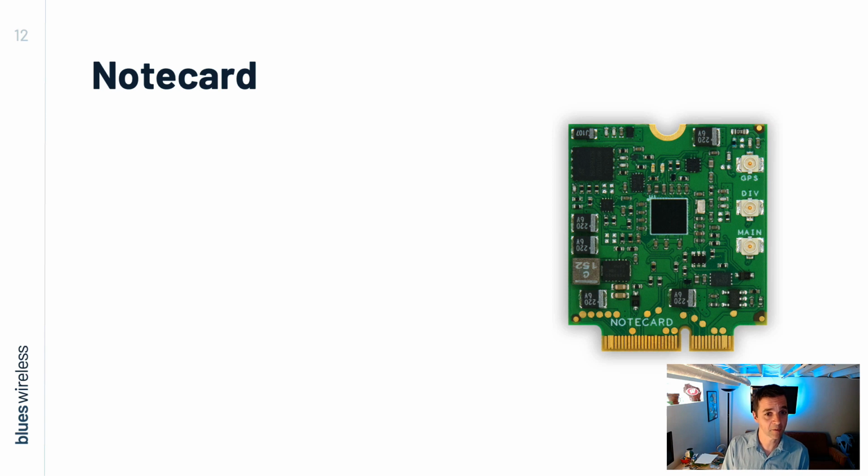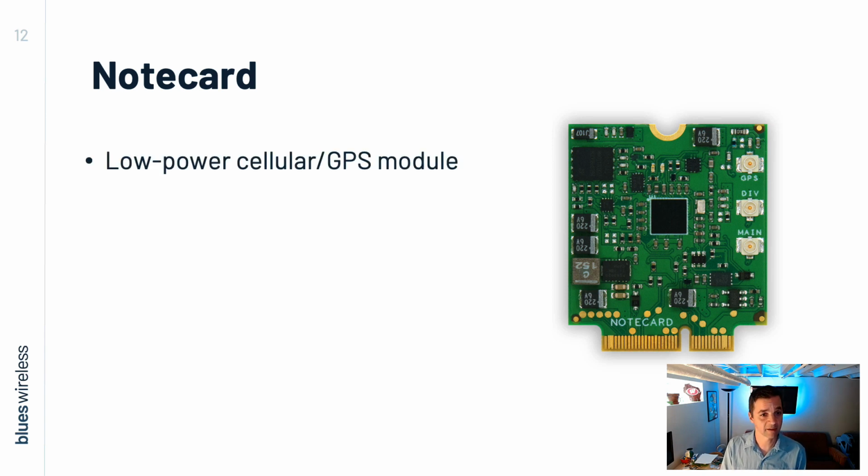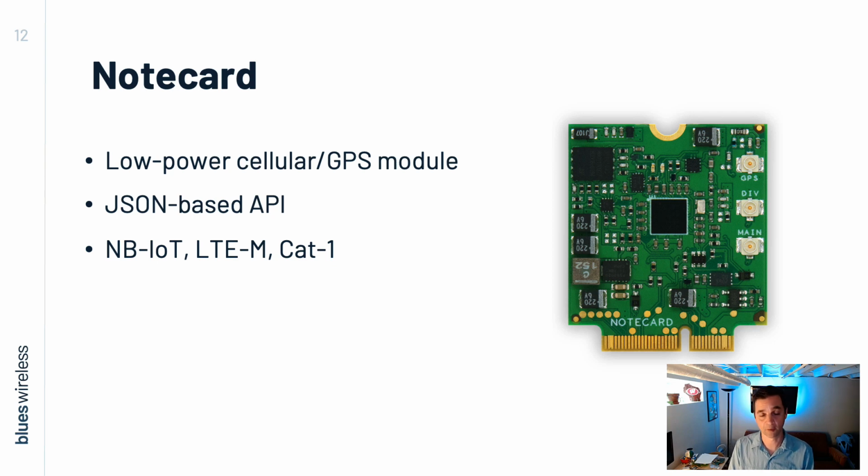Now zooming in on our hardware quickly, the Notecard is the core of what we provide. It's a low power cellular and GPS module measuring a tiny 30 by 35 millimeters. It has an M.2 edge connector for embedding in your project. The API, the way you interact with the Notecard, is all JSON. Gone are the days of archaic AT commands to manage your cellular modem. We also have SDKs for Python, Go, Arduino, and C, C++ as well. And there are Notecard varieties that work globally using NB-IoT, LTE-M, and Cat1 cellular standards.